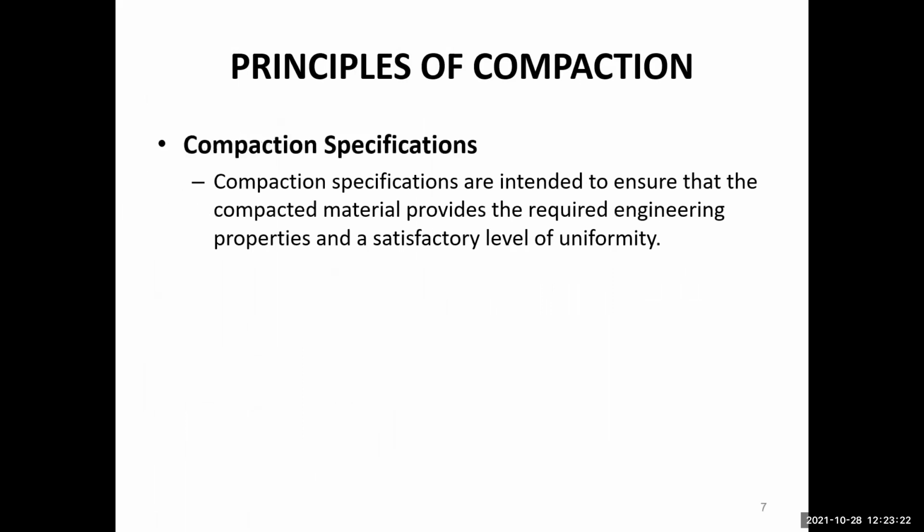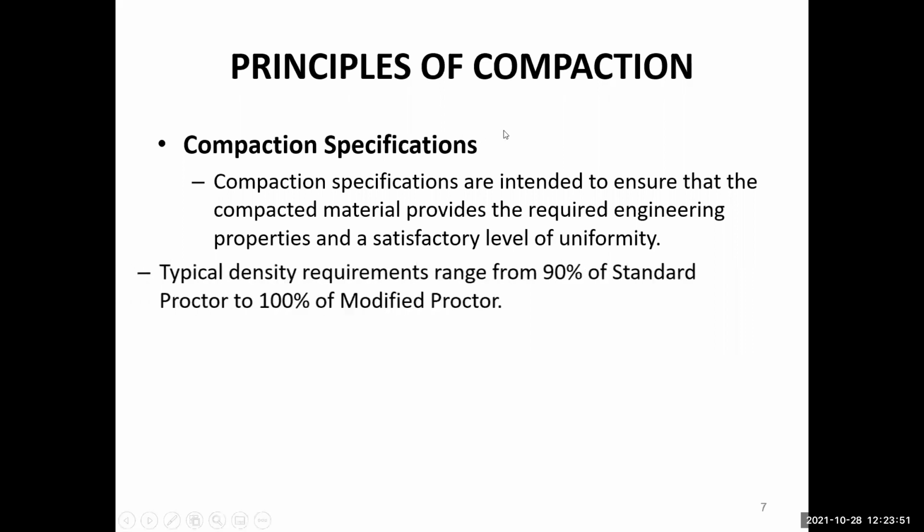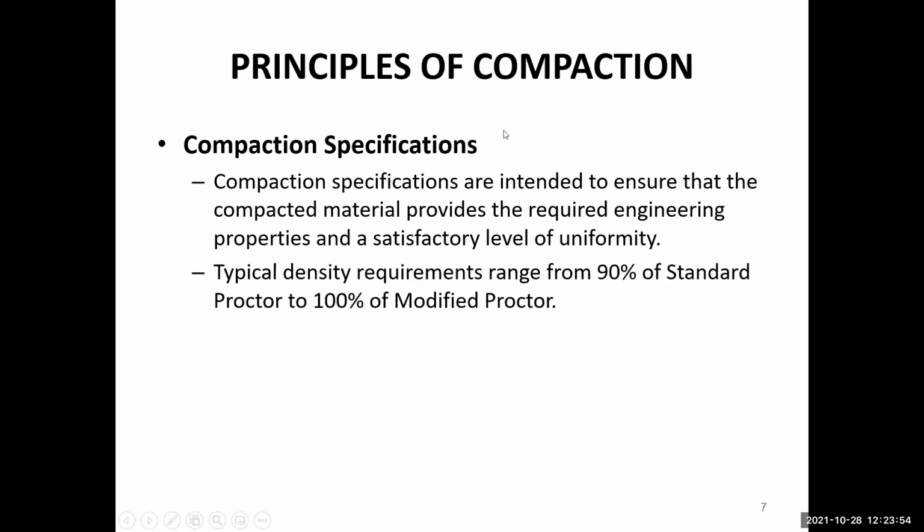So, principles of compaction specifications. The compaction specifications are intended to ensure that the compacted material provides the required engineering properties and a satisfactory level of uniformity. So in the specifications of the project, it is normally specified that this much level of compaction of the soil is needed. Typical density requirements range from about 90% of standard Proctor to 100% of the modified Proctor.